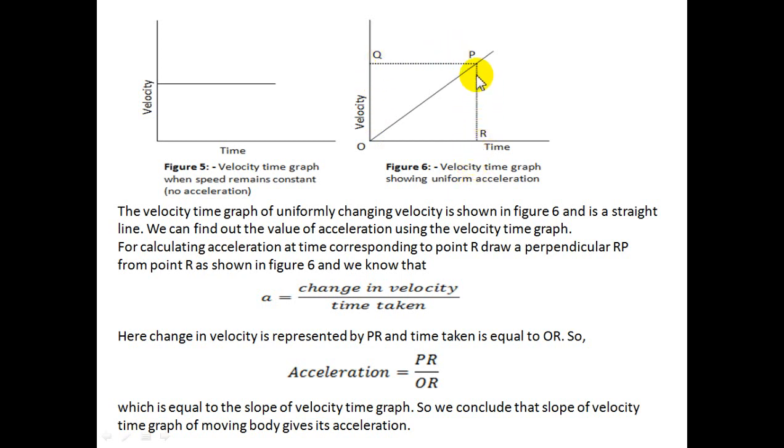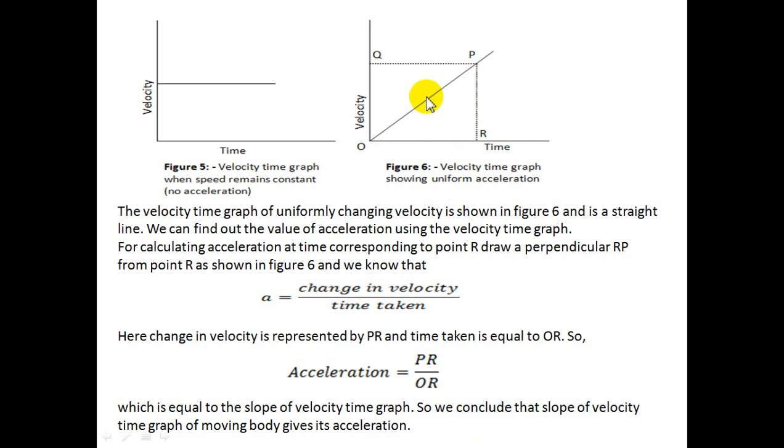This shows the total change that occurs in the velocity over equal displacements. So we are considering the change in velocity, which is PR, and the time taken by it, which is OR. So how can we find acceleration? Acceleration is equal to PR by OR, which is equal to the slope of the velocity-time graph. So the slope of the velocity-time graph of a body is the acceleration.